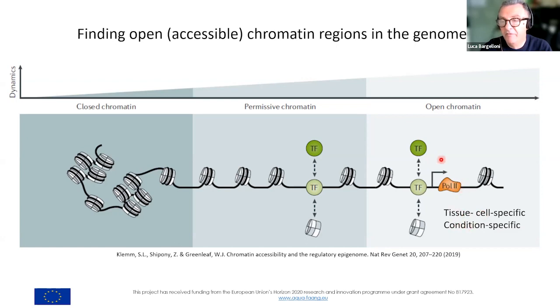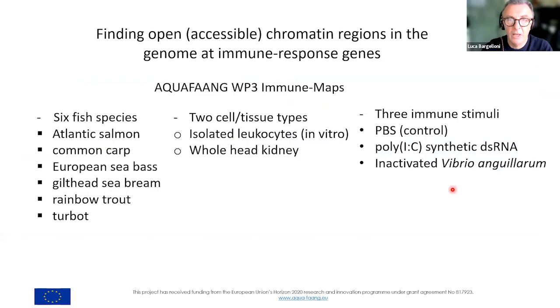So we cannot find regulatory regions in the entire genome with just one sample. We need a very big representation of different cells, different tissues, and different conditions. This is a big challenge, of course. So this is what we started to do in AQUA-FAANG, especially in Work Package 3, which we call immune maps. I'm presenting this exactly because we are going to discuss immune response and disease resistance.